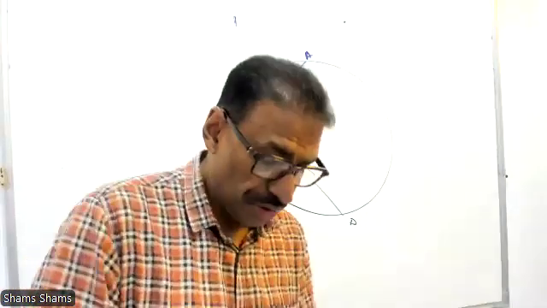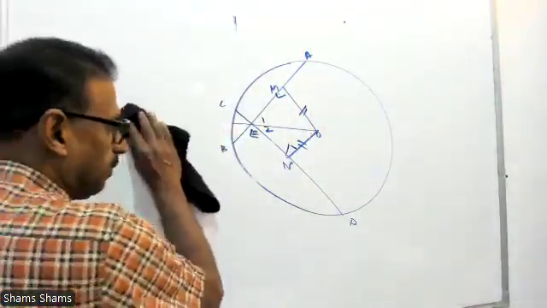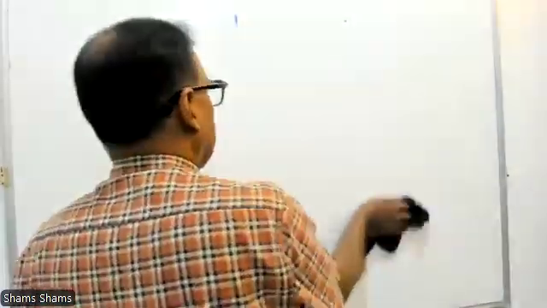If a line intersects a concentric circle, what do you mean by concentric circle? Circle with the same length. Circle same radius is what? Circle same radius. Congruent circle.